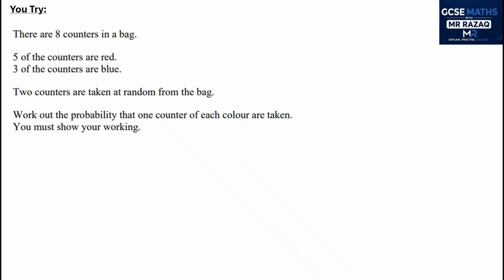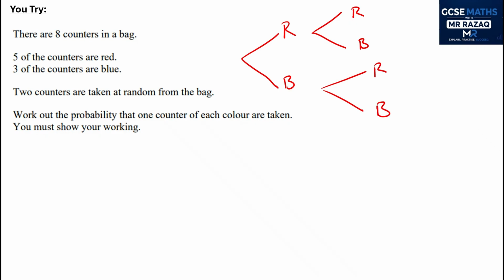So, the first thing I'm going to do is draw my probability tree diagram. So that would be red, blue, again red, blue, red, and blue. The reason why I'm doing it this way is because it says 2 counters, so we'd have 2 picks. So this is my first pick, and this would be my second pick.